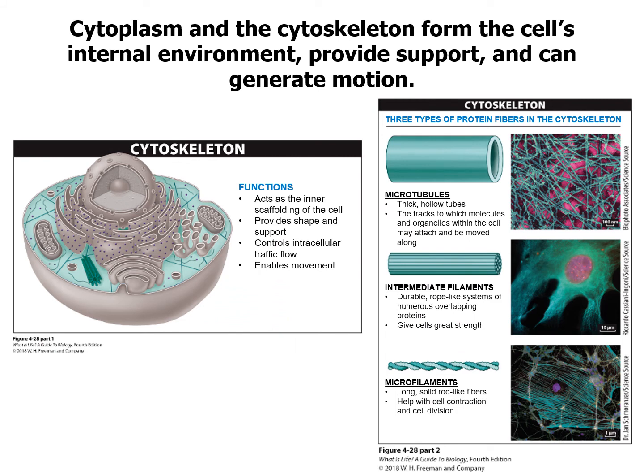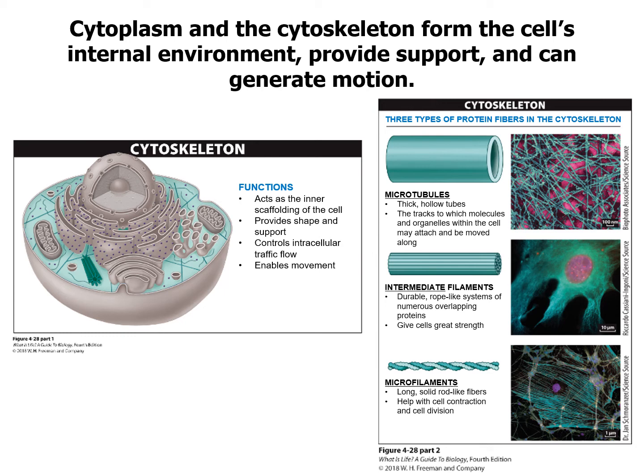Moving on to the cytoplasm and the cytoskeleton, which both form the cell's internal environment. They are both going to provide support and can generate motion in and out of the cell. So the functions of the cytoskeleton include acting as the inner scaffolding of the cell, so not dissimilar to how our skeleton and bones act as leverage and basically a structure to hold everything up inside us. It also provides shape and support. It controls intracellular traffic flow and enables movement.